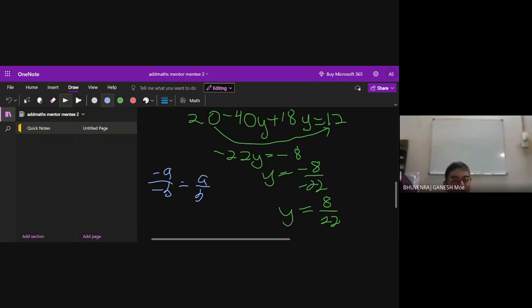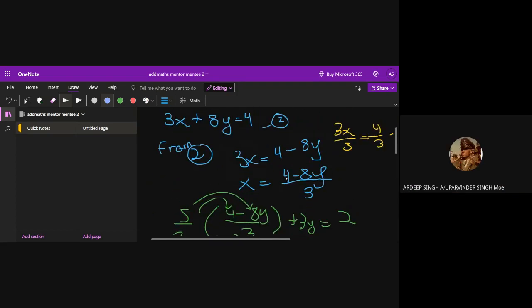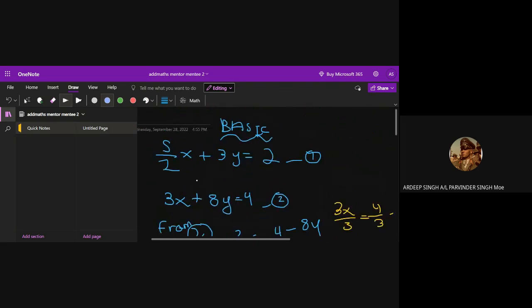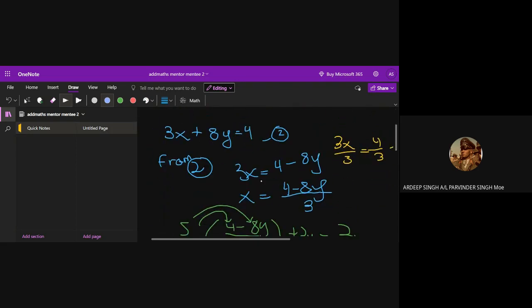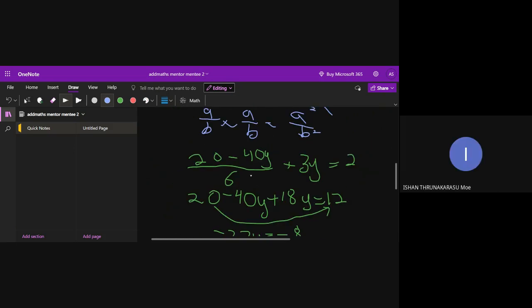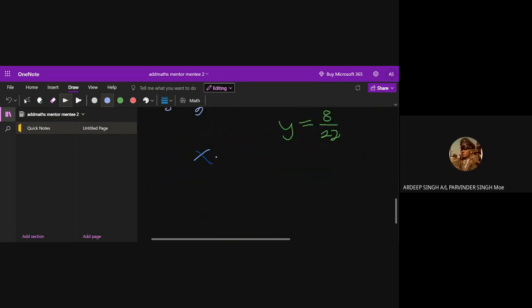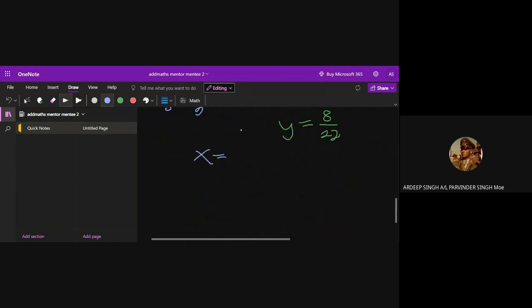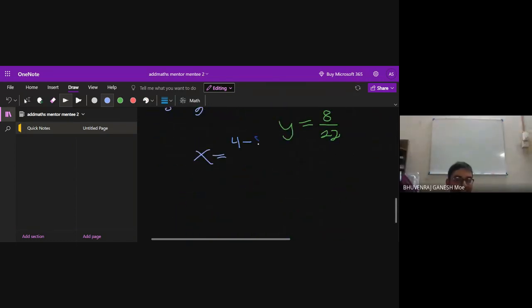So basically, you just substitute random values into the variables, then you can know already what your final answer is. After that, you take y equals 8 over 22 and substitute it into the x here. So x will be x minus 4 minus 8. It's not going to be complicated.